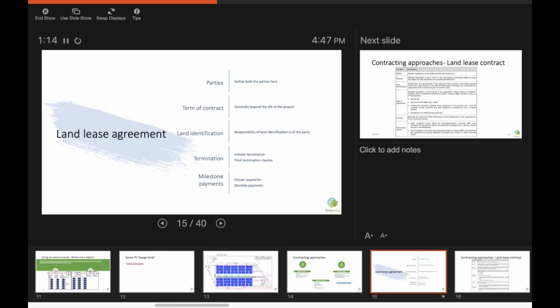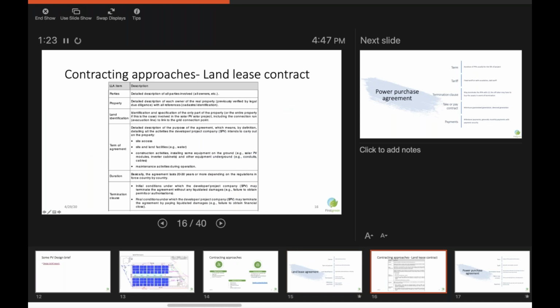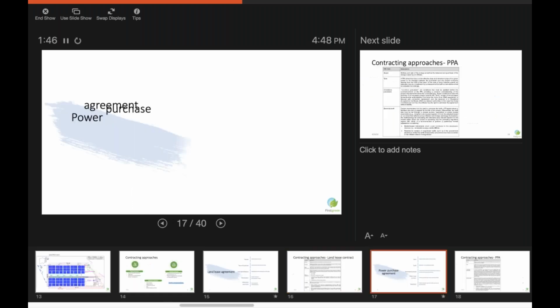Then the termination clauses are also an important aspect. Then how you are paying the land lease. These are typical terms you can see in the land lease contract. Typically, 20 to 30 years you can expect, and you can construct things on the land. The property will be subjected to due diligence, and previously it should not have any right from somebody, and all those clauses come.